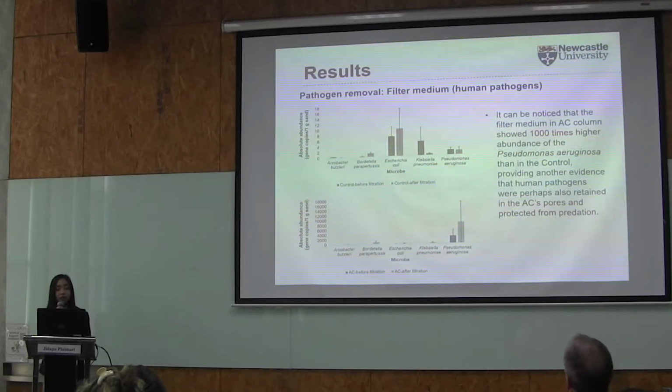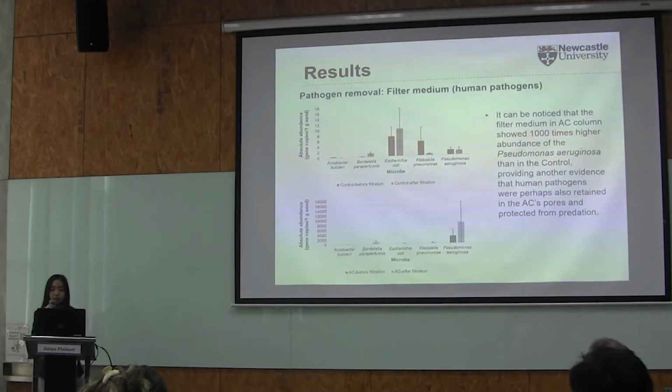So then I looked deeper into human pathogens in the filter medium, and it can be noticed that the filter medium in the AC column shows 1,000 times higher abundance of Pseudomonas aeruginosa than in the control, providing another piece of evidence that human pathogens were perhaps also retained in the AC pores and protected from predation.